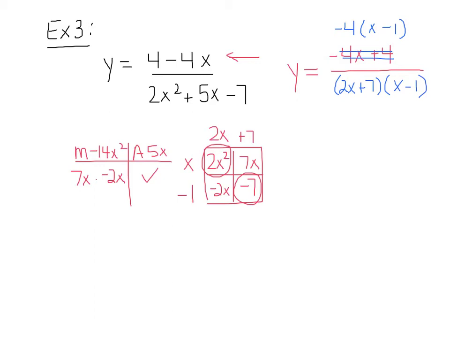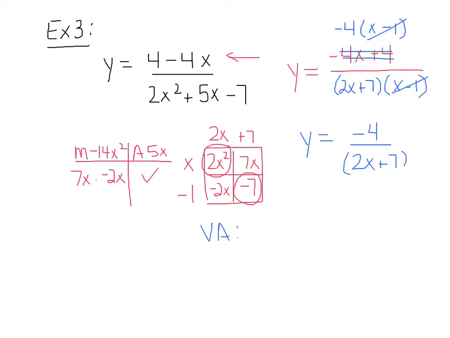Okay, then I can cancel off my common factors. So the x minus 1's cancel. So my new rational equation is y equals negative 4 over 2x plus 7. Again, remember that the 2x plus 7 is a group, so you don't try and cancel off the 2 with the 4.